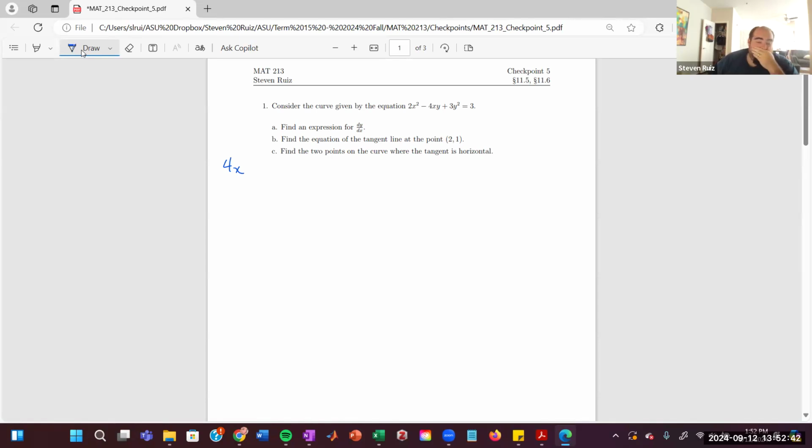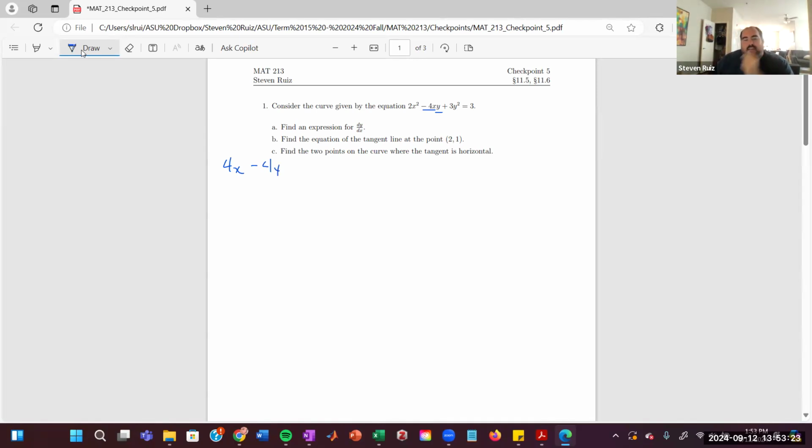The derivative of negative 4xy is a little different. We really want to treat this as the product of two functions. One of those functions will be negative 4x, and the other will be y. So let's use the product rule here. When we take a product, we do the derivative of the first function times the second function. What's the derivative of negative 4x? That's minus 4. And the second function we're going to leave intact, so that's negative 4y.